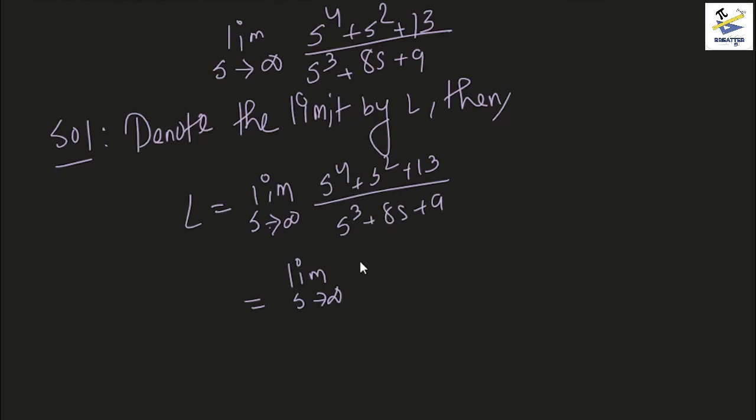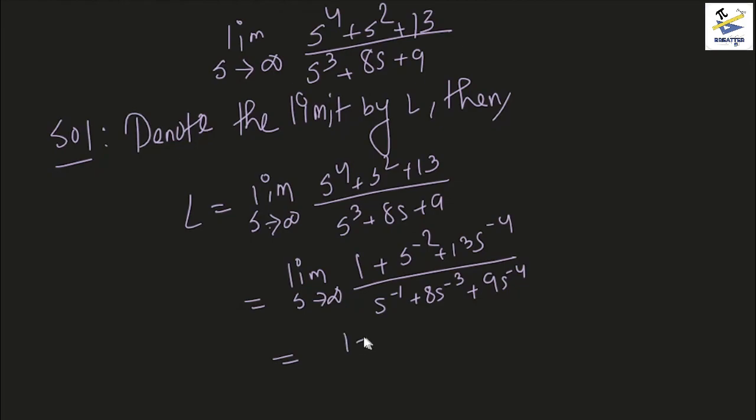So you divide by s to the power 4 to get 1 plus s to the power minus 2 plus 13 s to the power minus 4, and here you get s to the power minus 1 plus 8s to the power minus 3 plus 9s to the power minus 4. And when you put in the value, what you get is (1 plus 0 plus 13 into 0) by (0 plus 0 plus 0). But this becomes 1 by 0, which means it goes to positive infinity. Okay, so the answer is positive infinity.